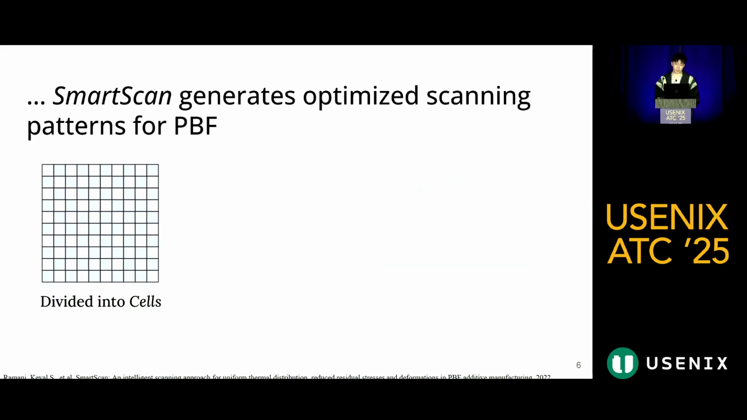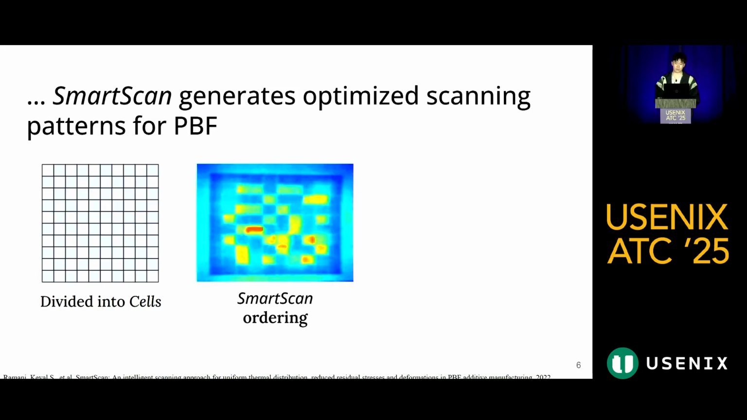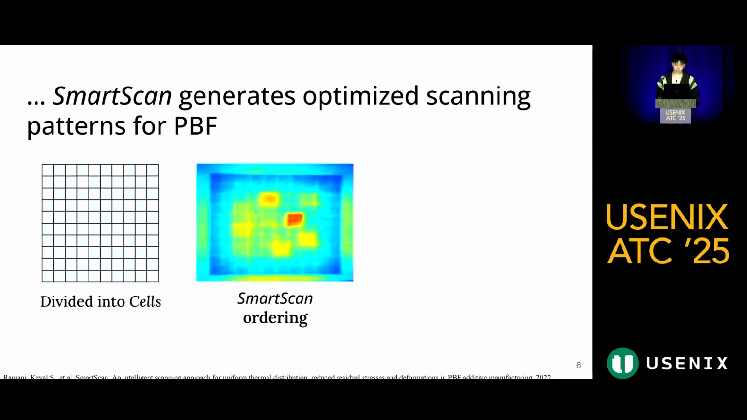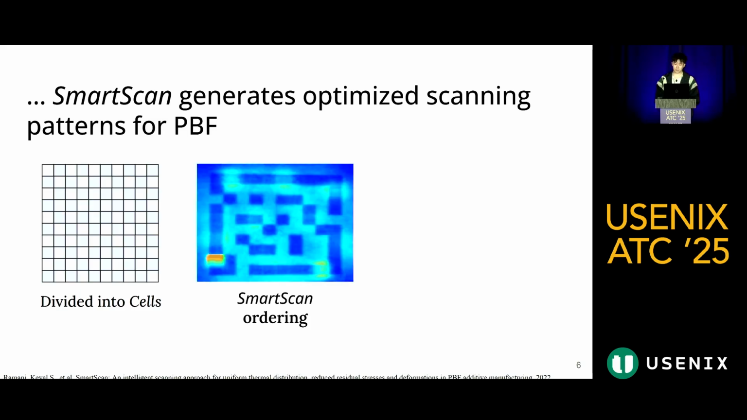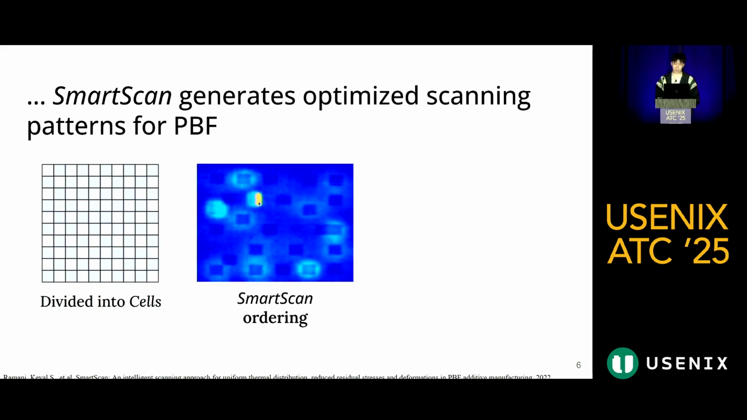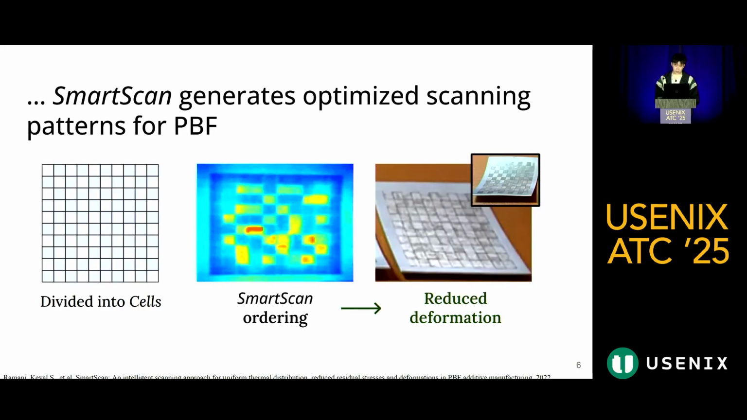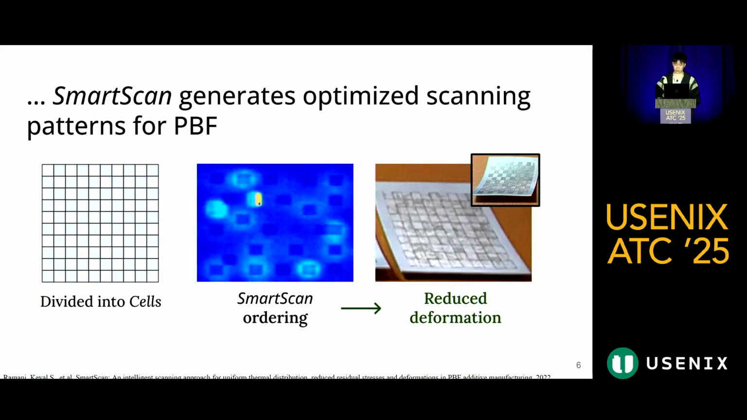So in mechanical engineering, there are already advanced optimization algorithms that target this issue. For example, SmartScan is a physics-based optimization algorithm that generates better scanning sequences for PBF. As is shown here, the optimized ordering is seemingly random, but in each step maximizes the temperature uniformity. So this significantly reduced deformation compared to the picture in the last slide.